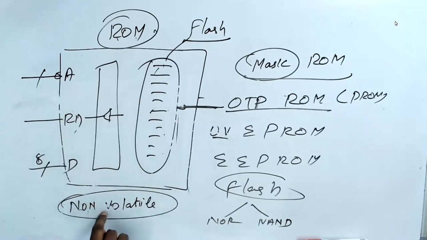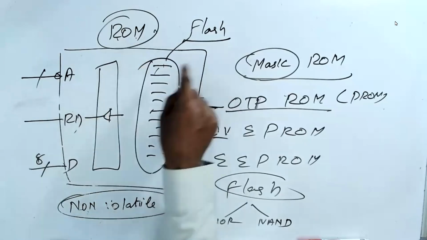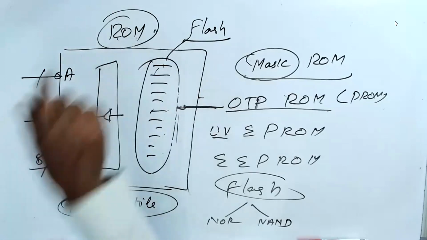But this is non-volatile. I explained to you that in the RAM, the moment you remove the power, the data becomes X, don't care. But here, the data will be permanently there, even if you remove the power. That is the advantage of ROM.